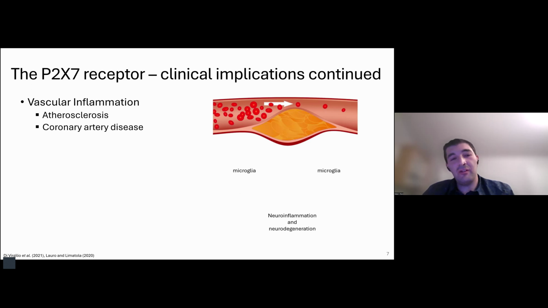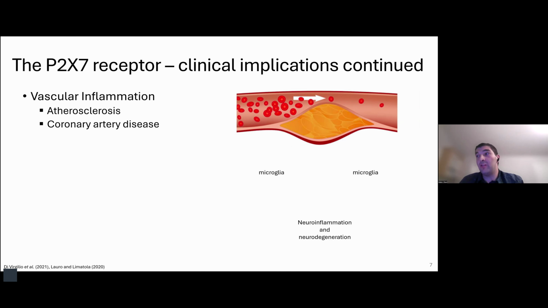You can also imagine that dysfunction of P2X7 signaling is bad. Overactive P2X7 in the vascular system is implicated in atherosclerosis, which is the buildup of plaque in arteries. This plaque leads to coronary artery disease, which is the leading cause of death in the United States. And plaque buildup was ameliorated in mouse models with P2X7 knockdown.